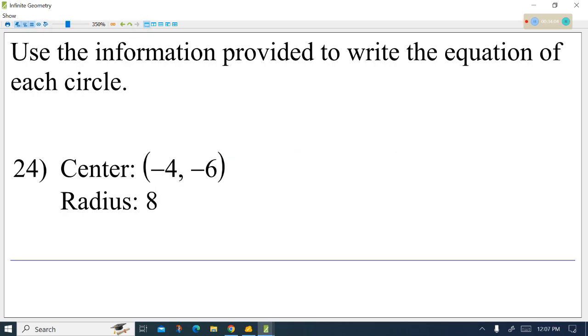All right, for number 24. All right, pause this and see if you guys could do this on your own. All right, if you're in here right now thinking about it, I'll wait an extra beat so you guys could think about it. All right, and I'm hoping that you paused it and you got x plus 4 squared plus y plus 6 squared equals 64, right? Because we got to do 8 times 8.